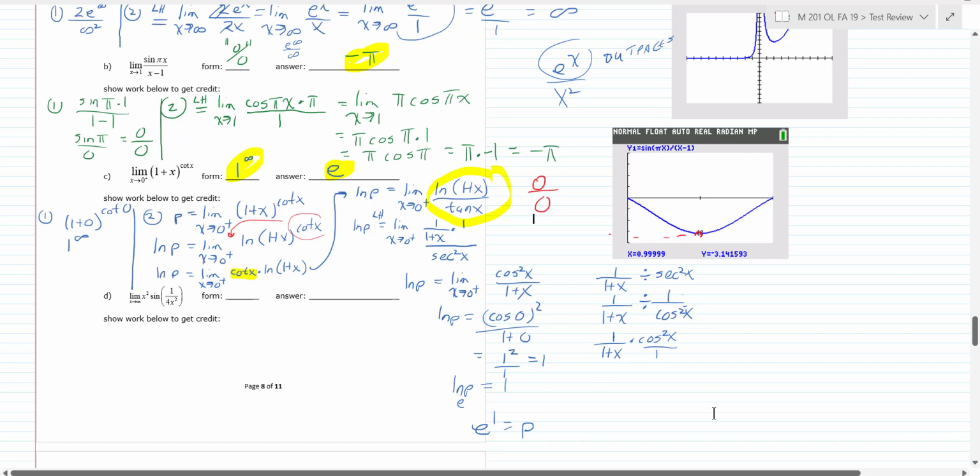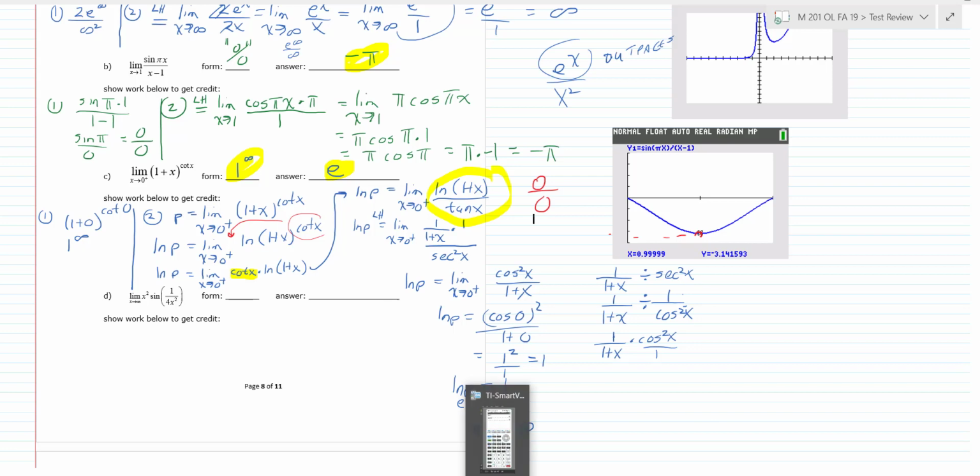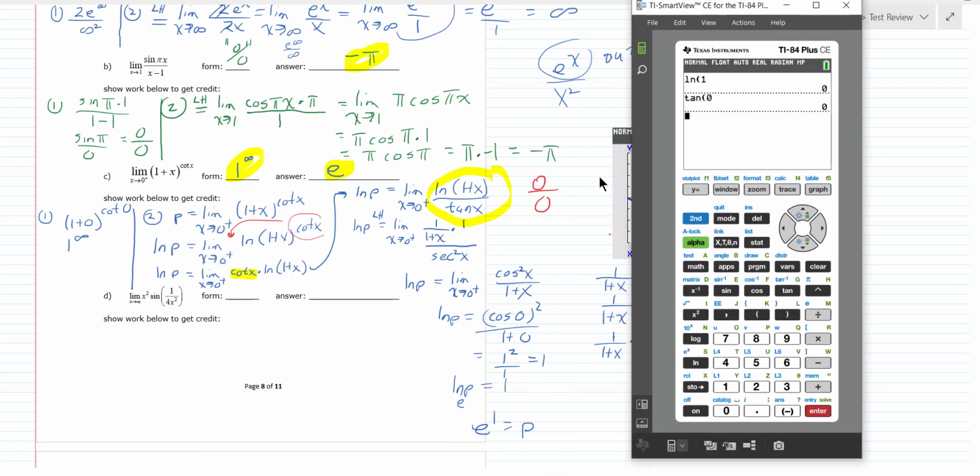All right, let's go ahead and check this one also, because it's kind of an interesting answer, and let's see what happens. The problem we just did was parentheses 1 plus x raised to the cotangent of x power. Well, the way you have to put this in is 1 divided by tangent of x. That's one way to put it in. The cotangent is 1 over tangent x. And we're interested in the limit as x goes to 0.